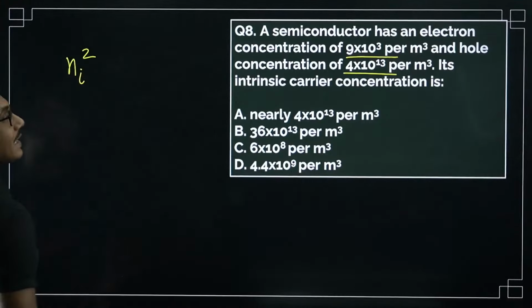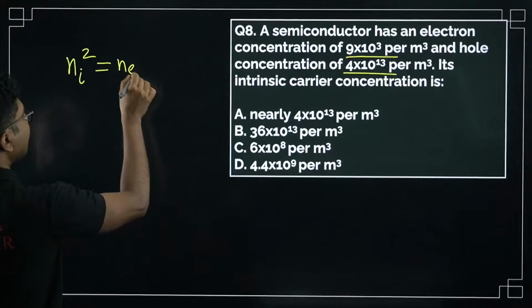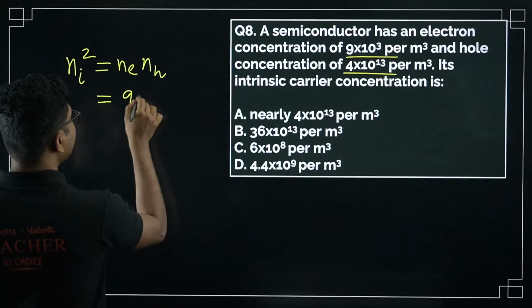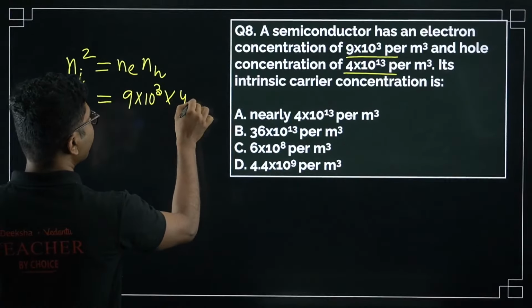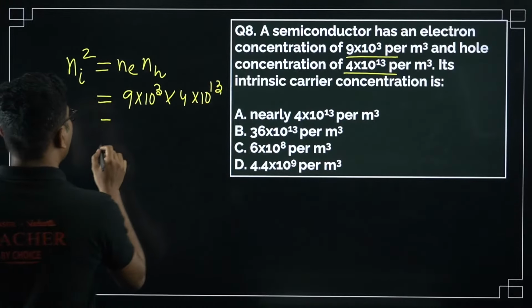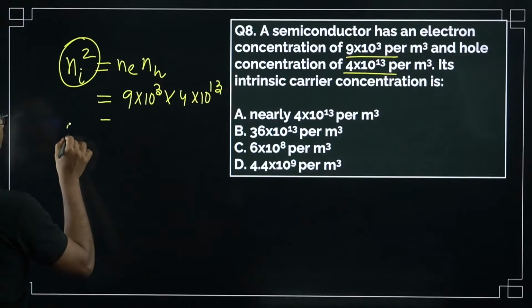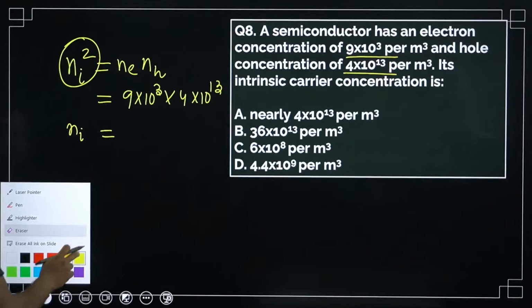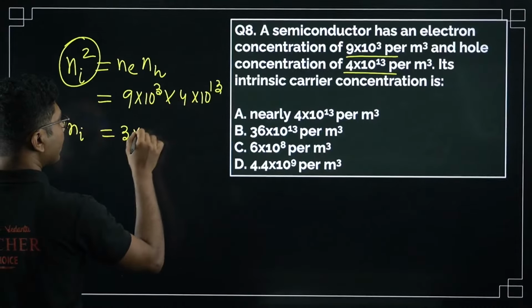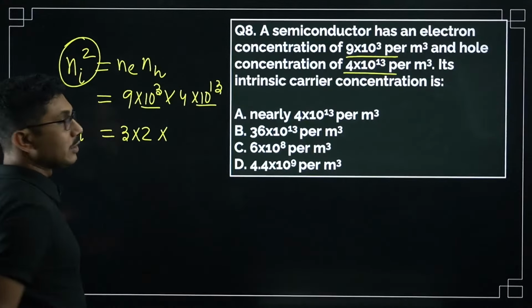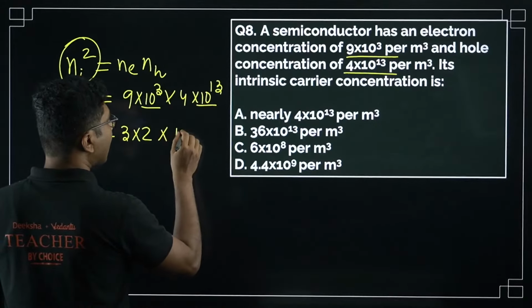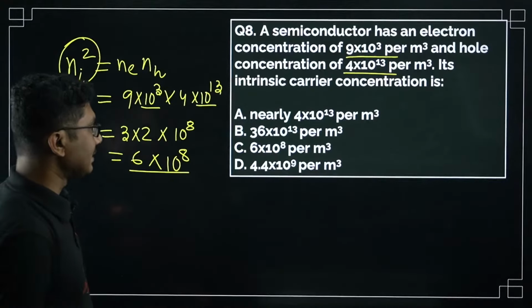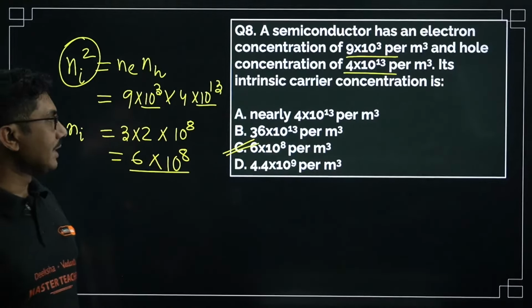carrier concentration? So intrinsic carrier concentration, Ni square equals Ne into Nh. Okay, so what is Ne? Ne is 9 into 10 to the power of 3, Nh is 4 into 10 to the power of 13. Now here it is a square term, so you have to take the square root of this to find the actual carrier concentration. So remember, this is a square term, right? So square root of 9 is 3, square root of 4 is 2, and 10 to the power of 3 into 10 to the power of 13 is 10 to the power of 16, square root of that is 10 to the power of 8, right? So I skipped one step, but I hope you understand this. So correct answer is 6 into 10 to the power of 8 per meter cube.